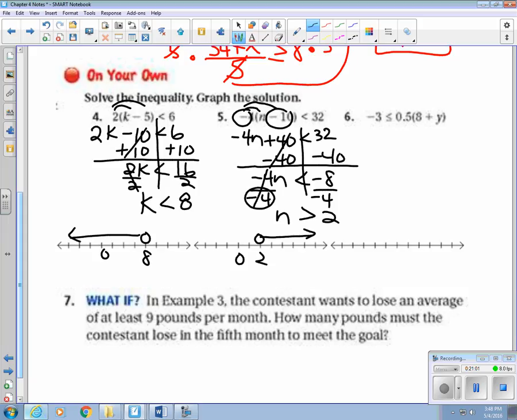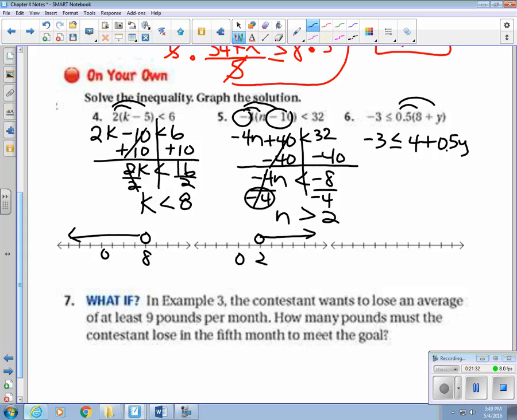And the last one, negative 3 is less than or equal to 0.5 times the quantity 8 plus y. So I see again I have a distribution to do, but this time it's on the right-hand side of my inequality, which is no problem. So I'm going to rewrite negative 3 is less than or equal to 0.5 times 8 is 4. 0.5 times positive y is a positive 0.5y.